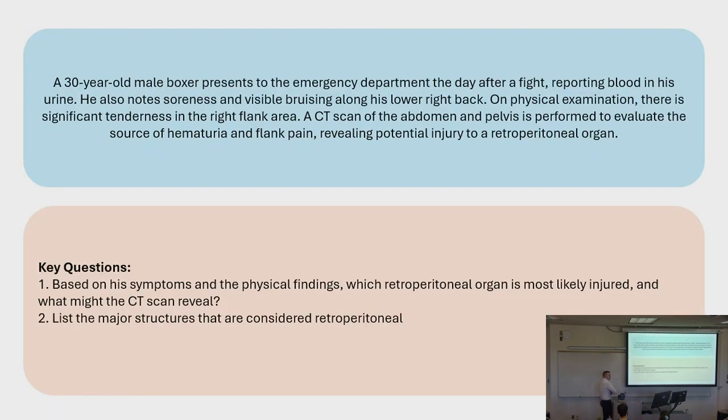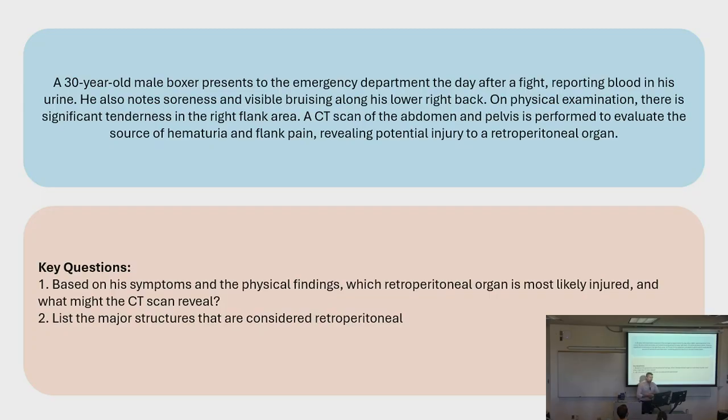So now we have a 30-year-old male boxer. So we're getting fun. Presents to the emergency department the day after a fight. Okay, not a great start. Reporting blood in his urine. So already boxer, blood in his urine, I'm thinking, okay, is there something to do with the kidneys? Did he get hit in the back? He also notes some soreness and visible bruising along his lower right back. It's almost like I wrote the question.